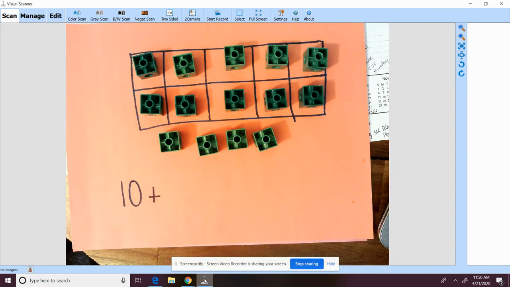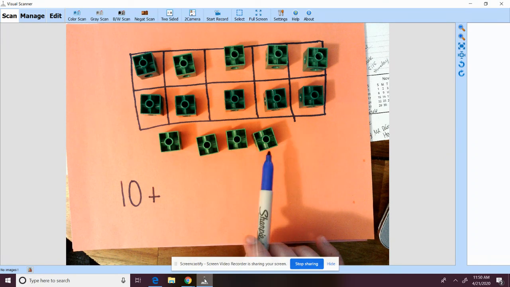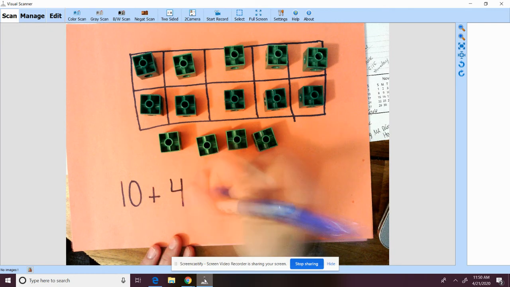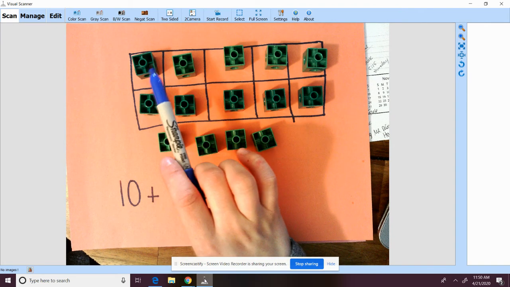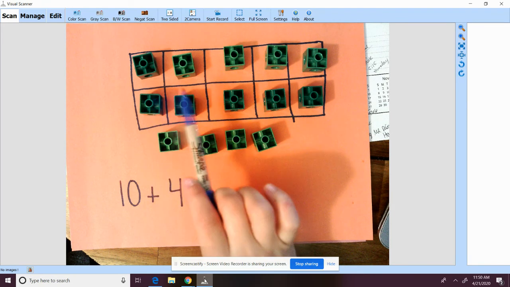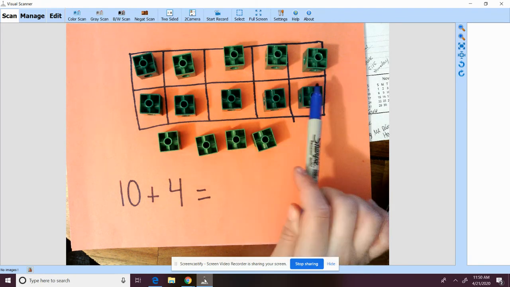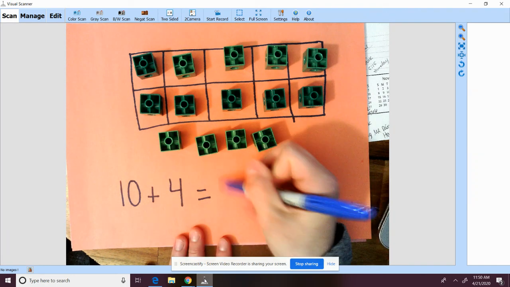And then we need to count our second part. So below the 10 frame, we have 1, 2, 3, 4. So we need to add 4, and now we need to figure out our sum. Remember, the sum is the answer to an addition problem. We need to figure out that sum. So we could either start from the beginning and count 1, 2, 3, 4, 5, 6, 7, 8, 9, 10, 11, 12, 13, 14 to get our answer.